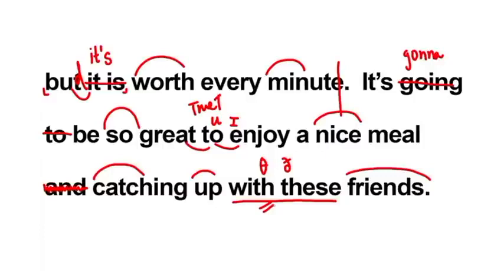So you can link these together with these, and drop your voiced TH. Just make one unvoiced TH consonant to link the words together. With these friends.